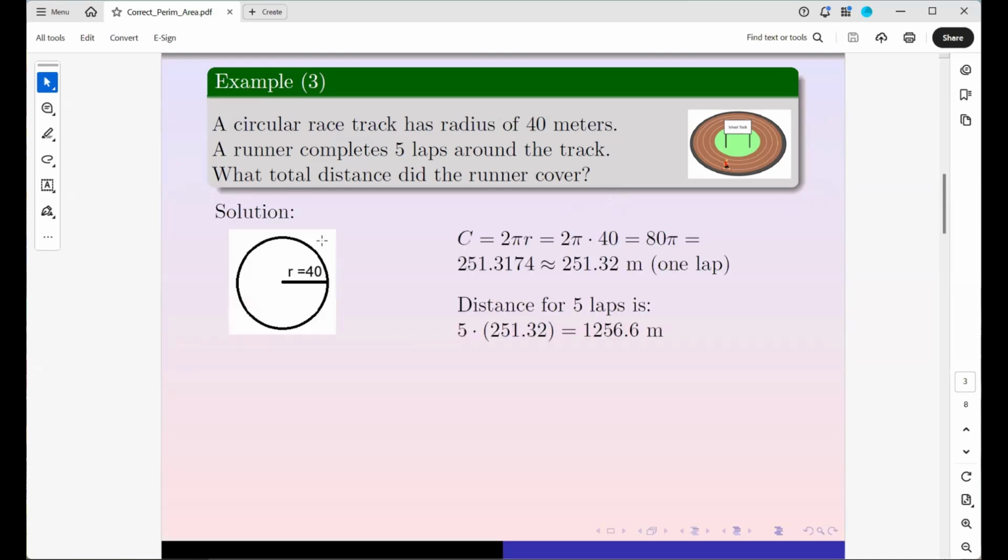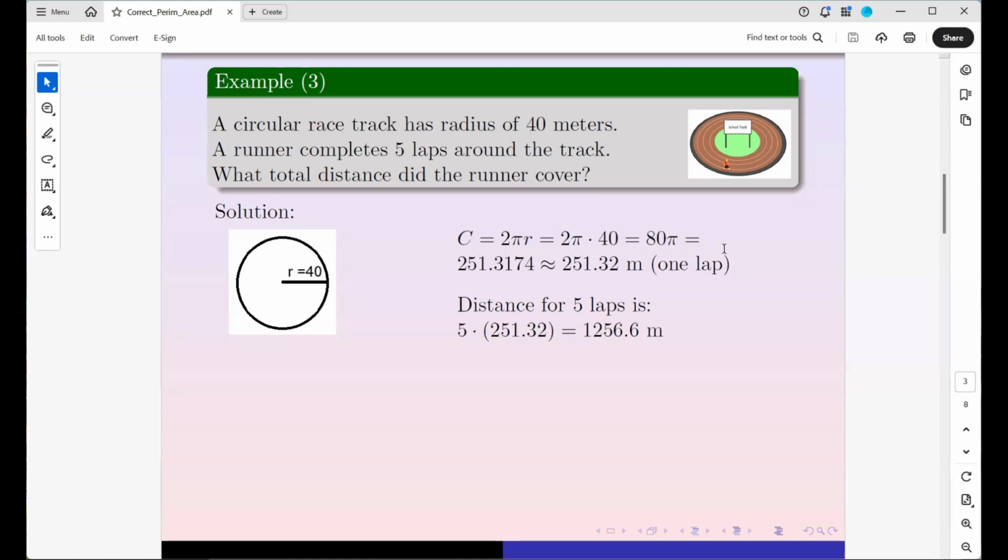We have the circular track with the radius of 40. So certainly we need to find the distance around, so that would be our circumference. We know that circumference is 2 pi r. So we can substitute 40 for r, and we will have 2 pi times 40. 2 times 40 is 80 pi.